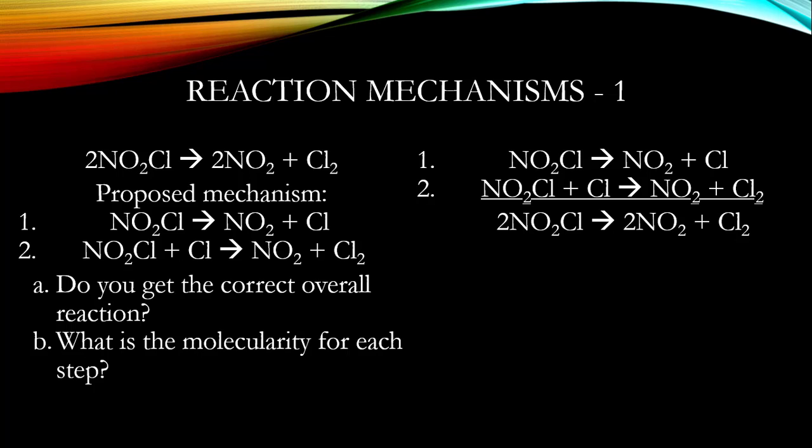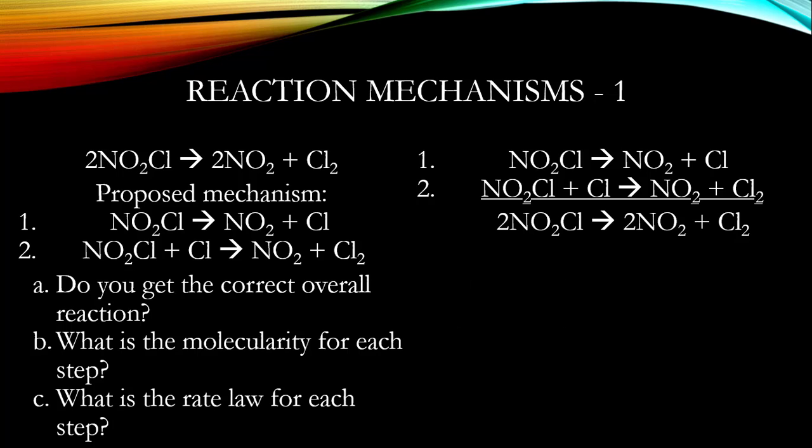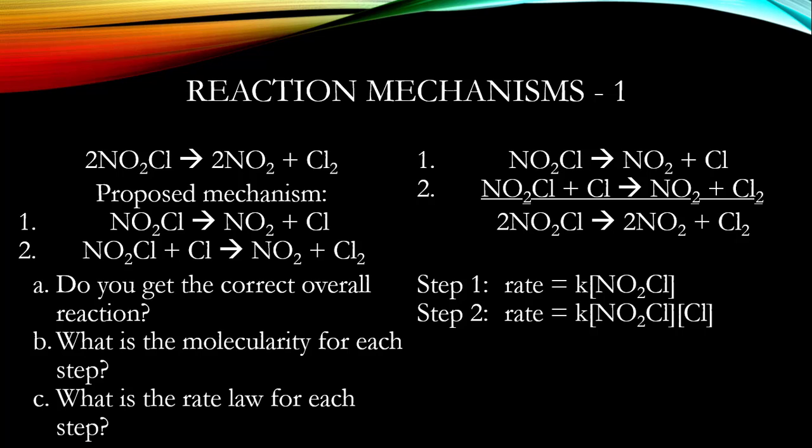Question number 2, what is the molecularity for each step? Step 1 is unimolecular. It only has the NO2Cl. Step 2 is bimolecular. It has NO2Cl and singlet Cl. What is the rate law for each step? For step 1, which is unimolecular, the rate equals K times the concentration of the NO2Cl. And step 2, which is bimolecular, has the rate equals K times the concentration of NO2Cl times the concentration of Cl. So based upon what we know at this point, this is a valid mechanism.